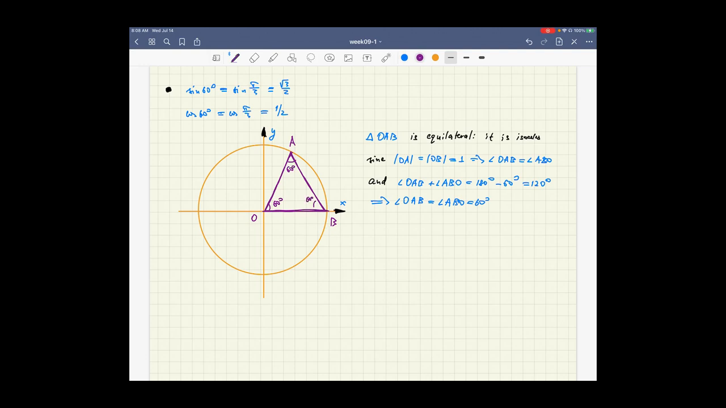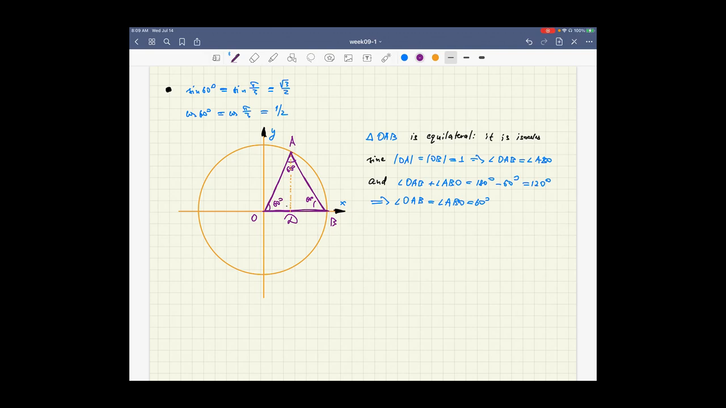A triangle in which all three angles are 60 degrees is equilateral. So if we now drop a perpendicular, let's call it D, from point A on the x-axis, I claim that D is the midpoint of segment OB. Why is that?